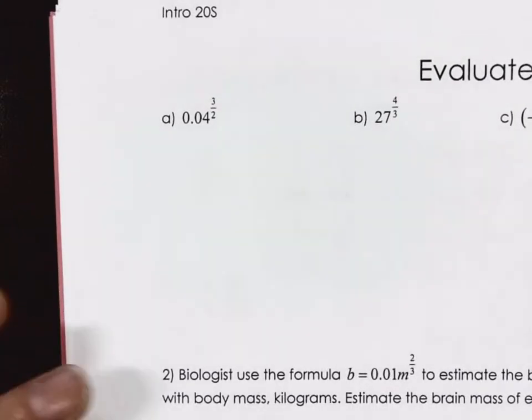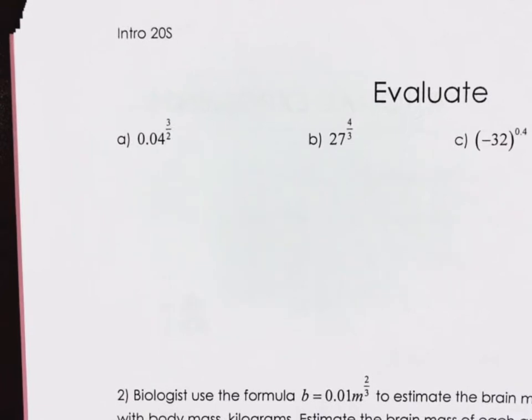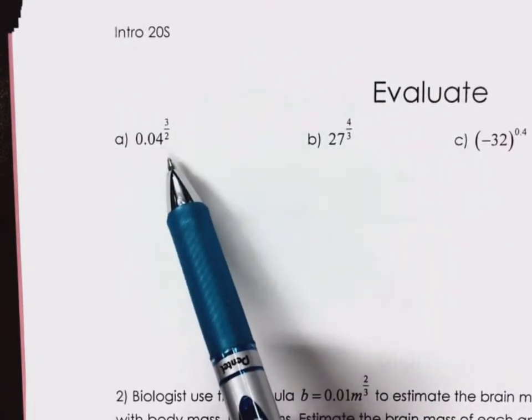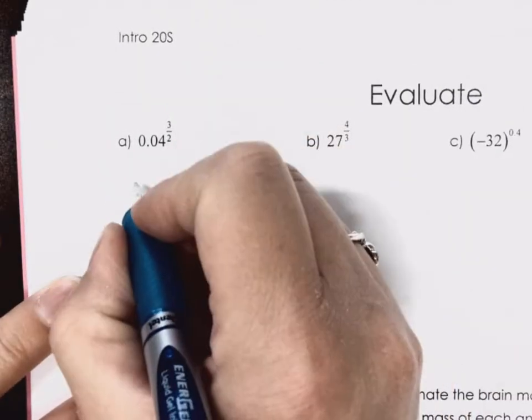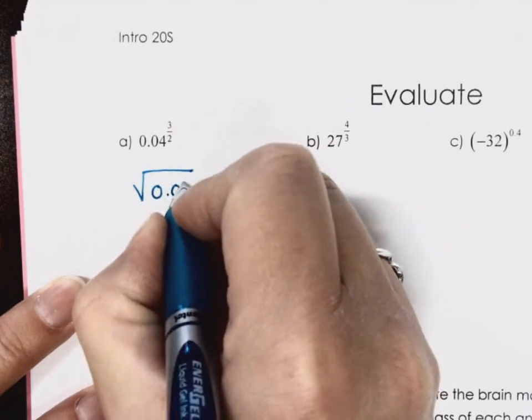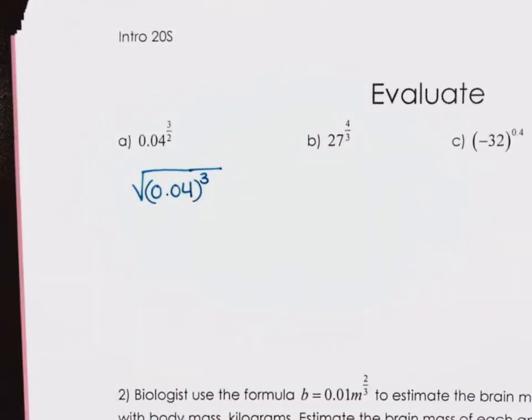Okay, so evaluate means to calculate it out, like get it to an actual number. So first thing we're going to do is deal with what we've got going on here. We've got the square root of 0.04, and that's cubed.